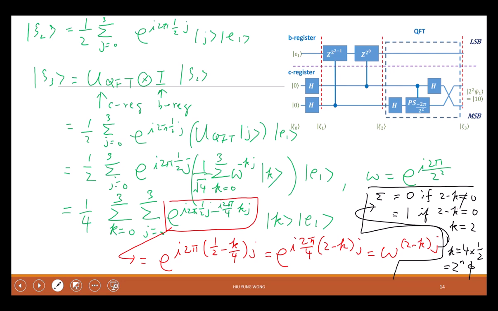If I had a pi over 2 rotation, what happens? If you have a pi over 2 rotation gate and your input depends on what eigenvector you put in, then you will get the phase corresponding to the eigenvalue of that eigenvector. Because now it is a Z gate, I'm getting the phase of the eigenvalue of the Z gate. If you have another rotation gate, Hadamard gate, whatever gate, then you will get the phase of the eigenvalue of that gate.